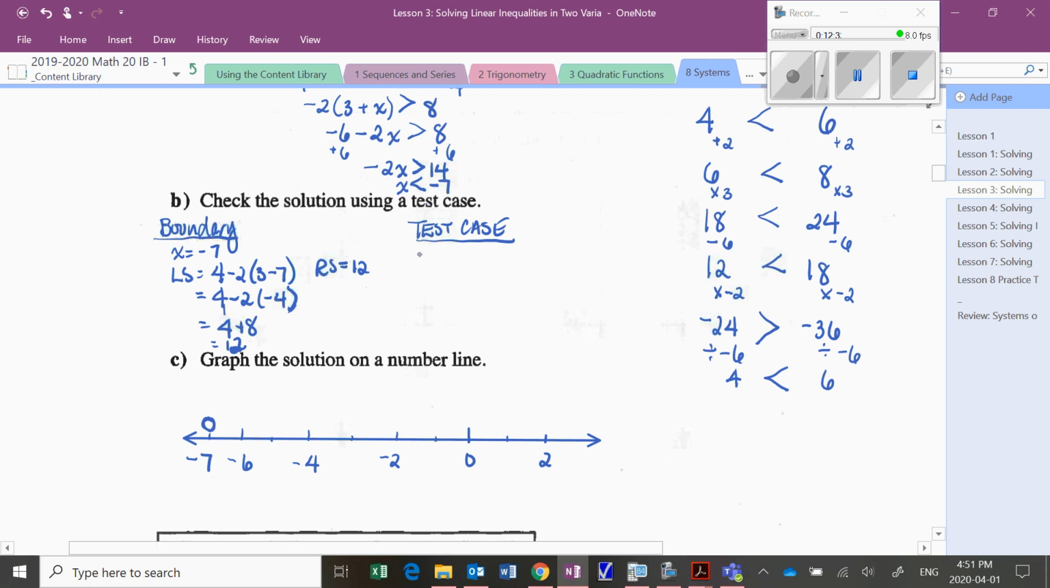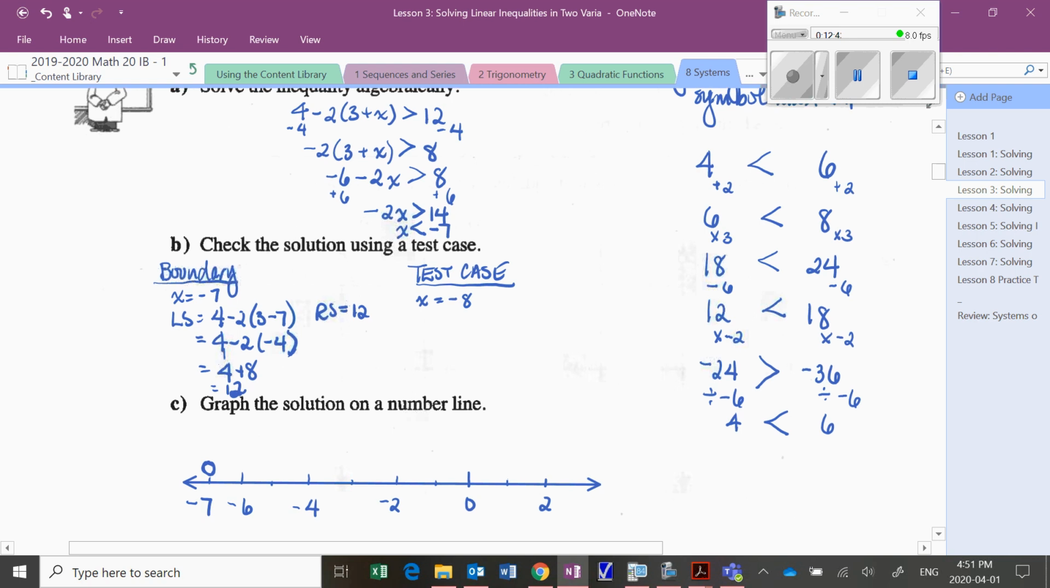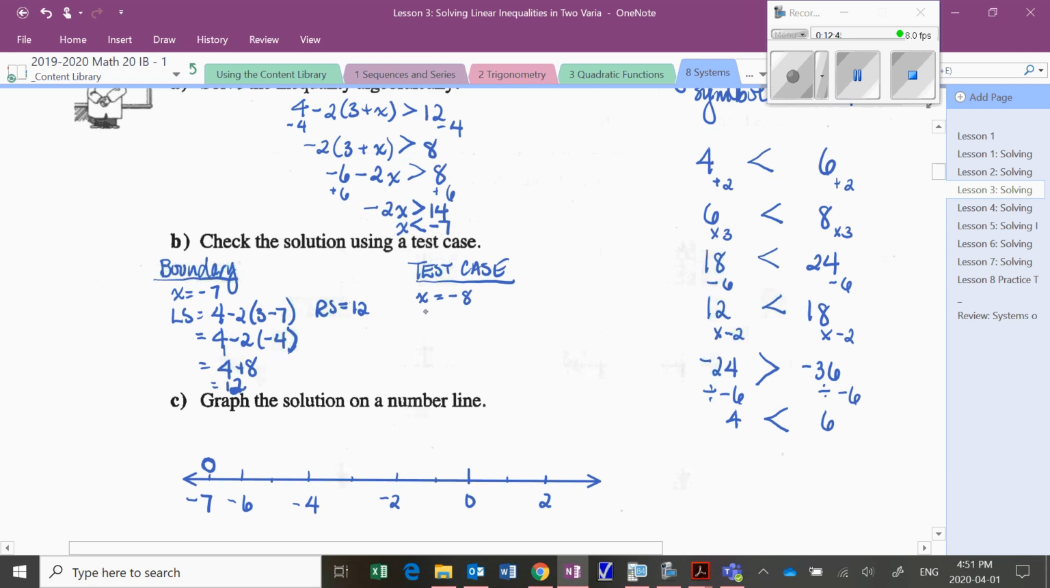So let's say, for example, x is anything less than -7, so I'll pick -8, and then we just want to substitute that into our original inequality, which was 4 minus 2 times (3 plus -8). Is that greater than 12?